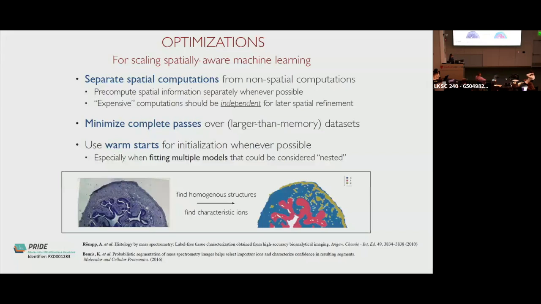Some of the optimizations we've introduced since then were to improve the scalability by separating out the spatial computations from the non-spatial computations. These are optimizations that I hope are relevant to anyone working with spatial data, especially from a machine learning side of things. We pre-compute spatial information whenever we can. Any of the expensive computations should be independent and then later spatially refined. That simplifies the computation significantly. We want to minimize the total number of passes over the entire data set if that data set is too large to fit into memory, or if you have to move it to a GPU or something like that. And we also introduced warm starts. If we have to fit multiple models, which is usually the case here because we want to try out different sparsity parameters, using warm starts will make those multiple models fit a lot more quickly.